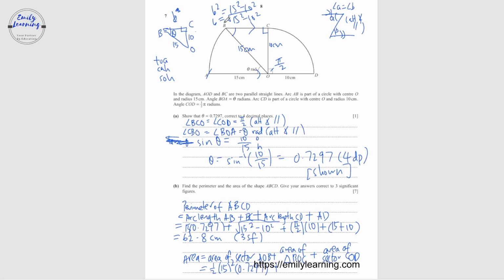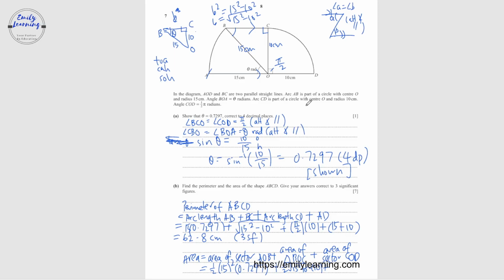Area of triangle BOC, so we know that BC is this, right? It's the square root of 15 squared minus 10 squared. So half times the square root of 15 squared minus 10 squared times 10.